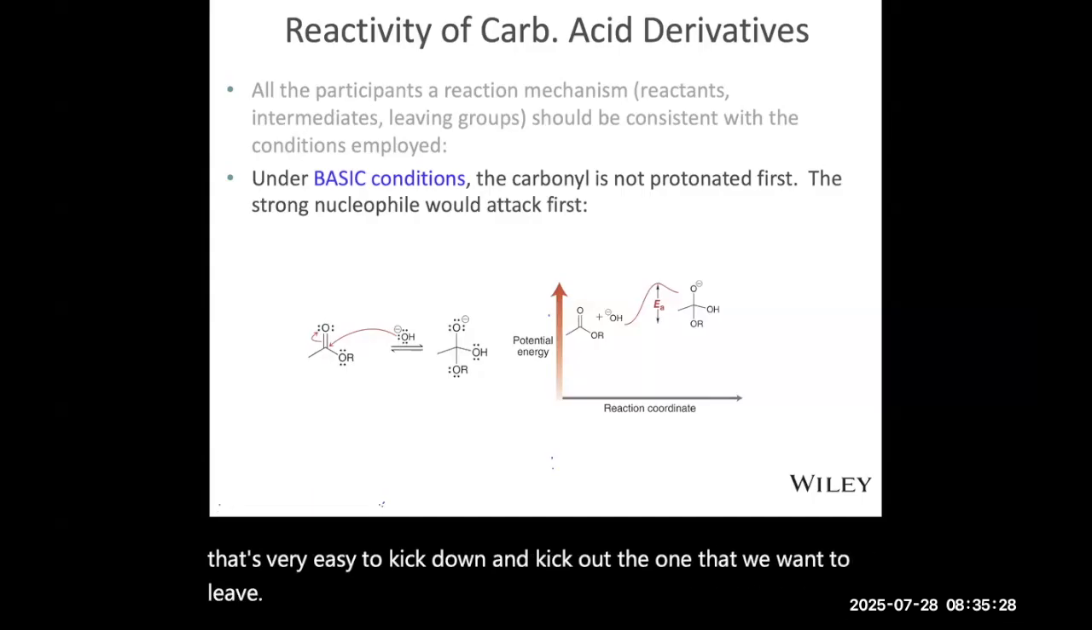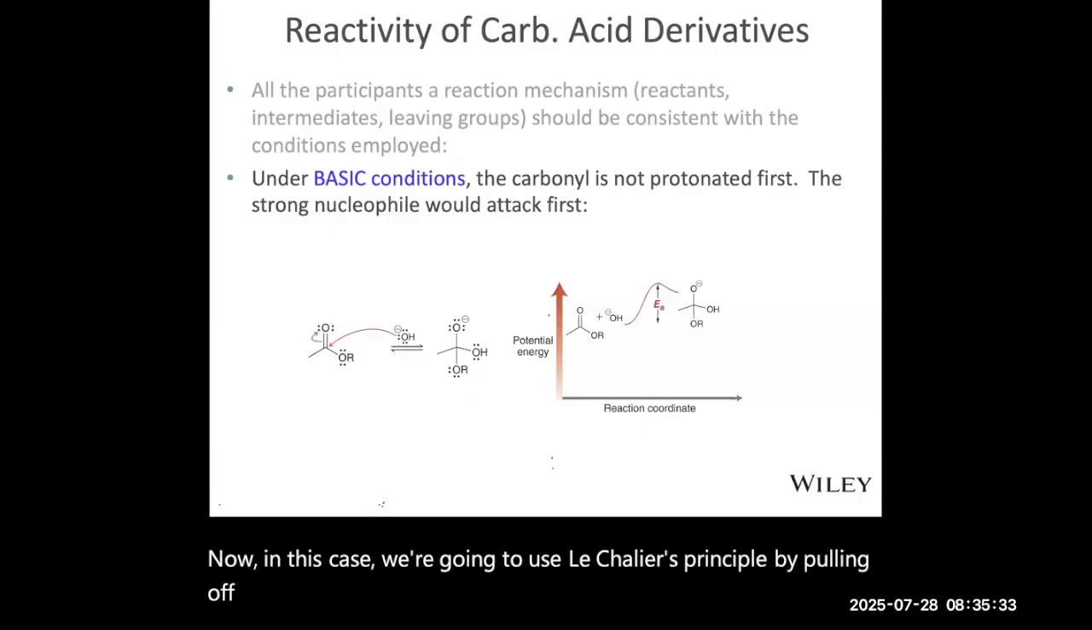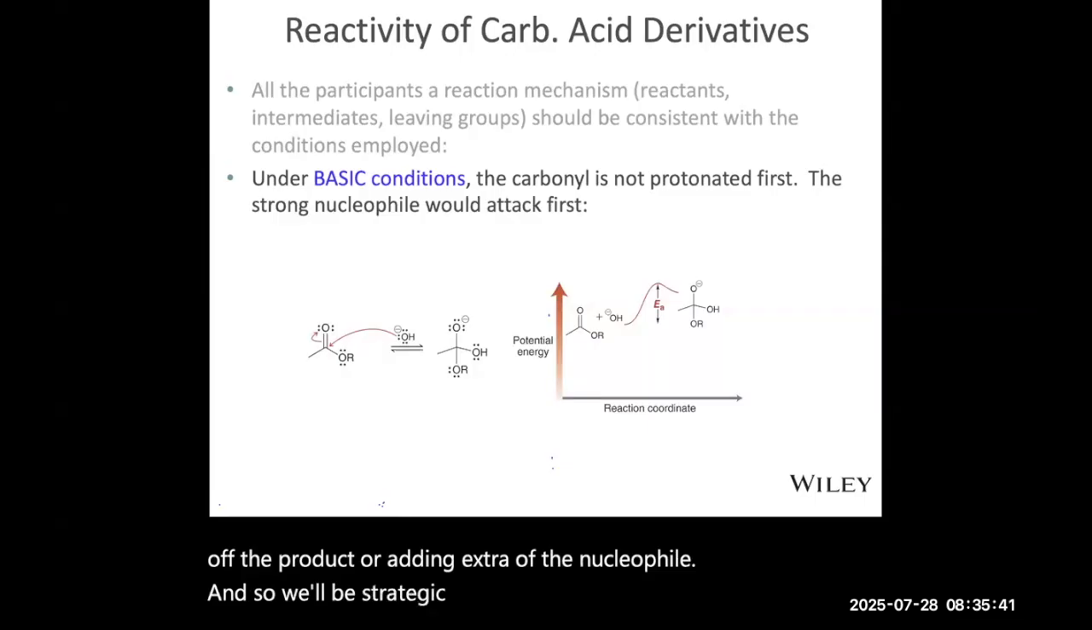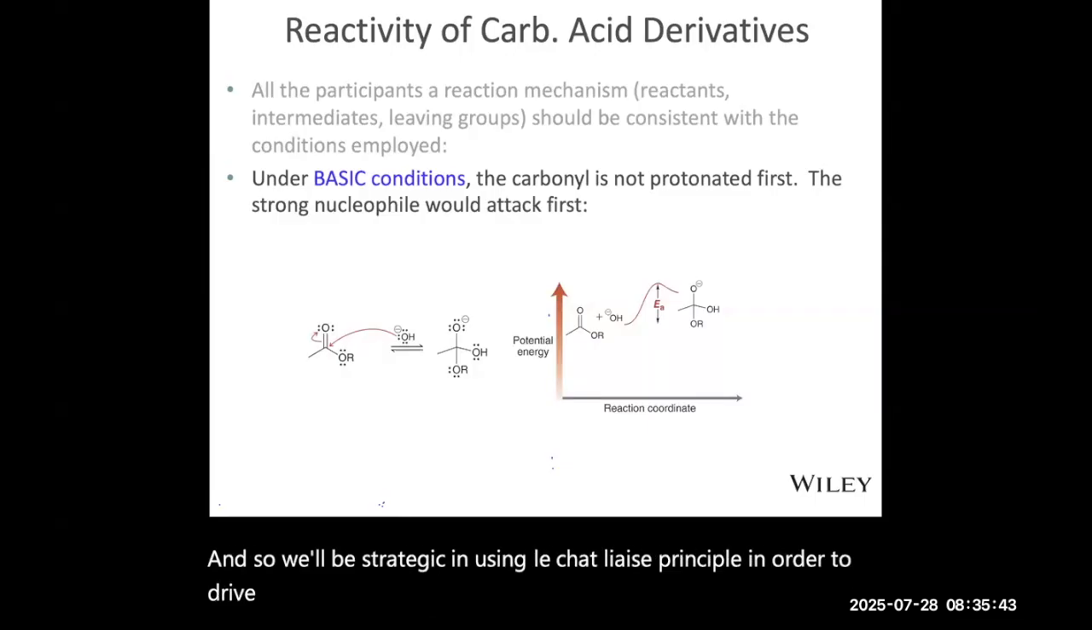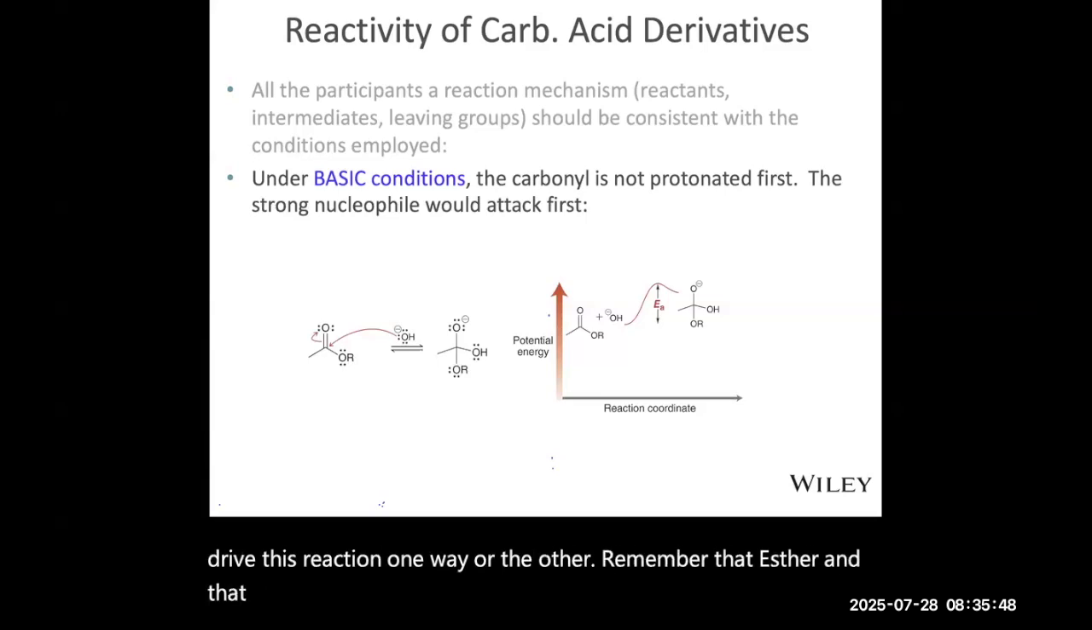Now, in this case, we're going to use Le Chatelier's principle by pulling off the product or adding extra of the nucleophile. And so we'll be strategic in using Le Chatelier's principle in order to drive this reaction one way or the other. Remember that ester and that carboxylic acid are very close in energy.